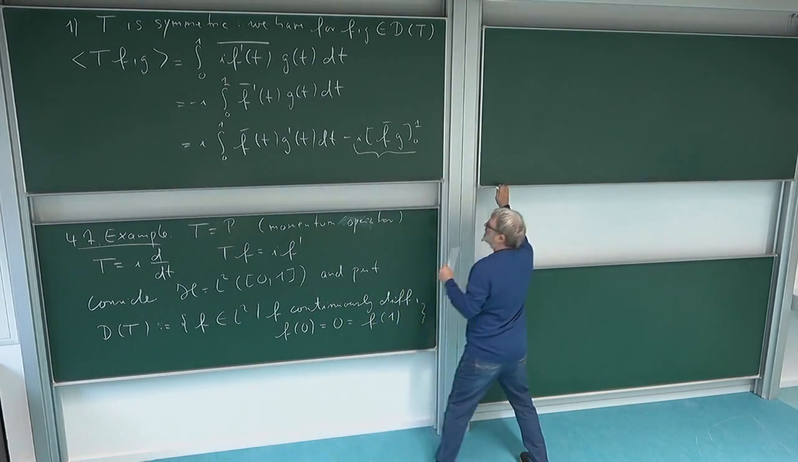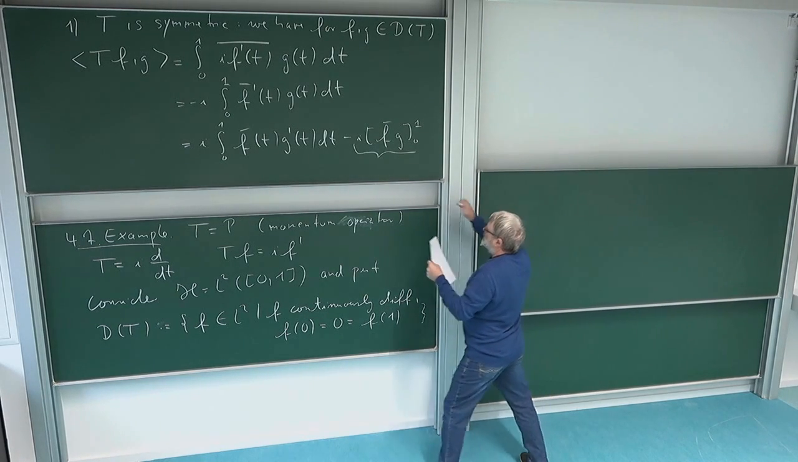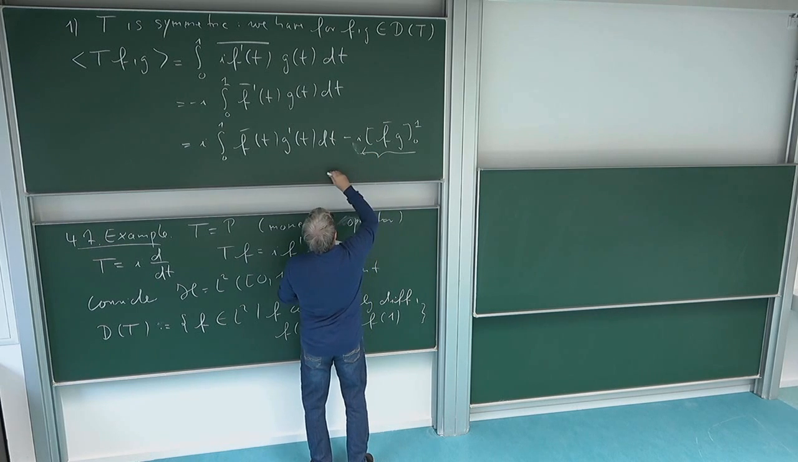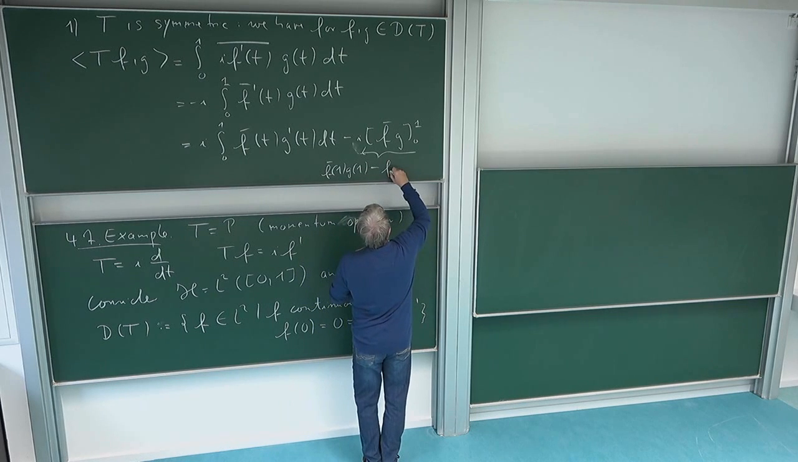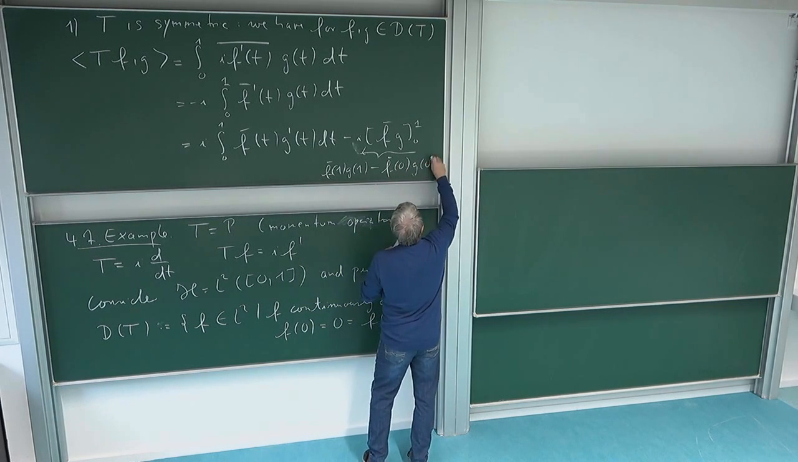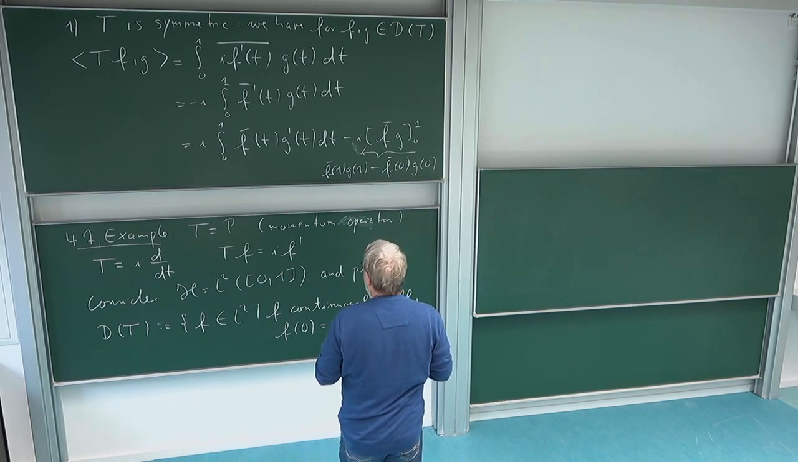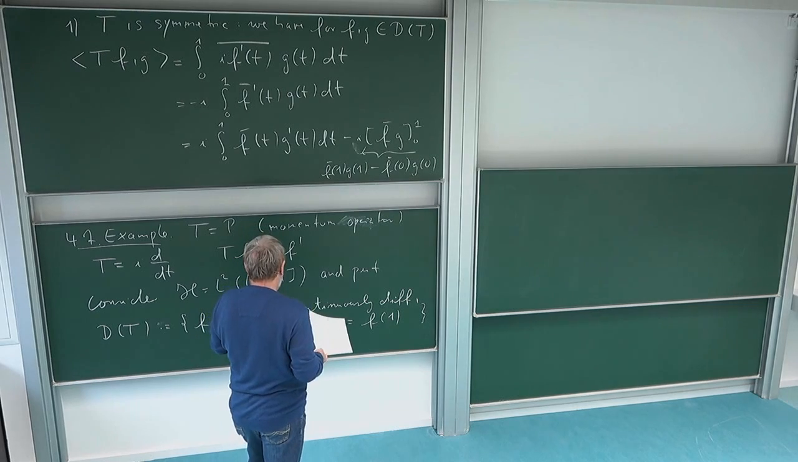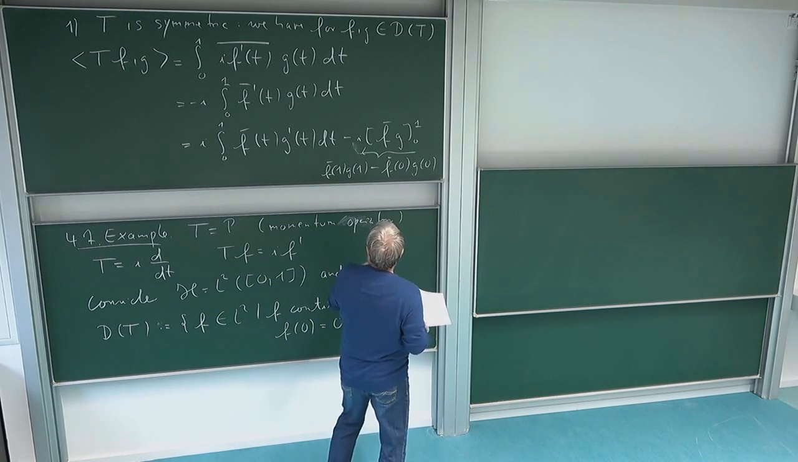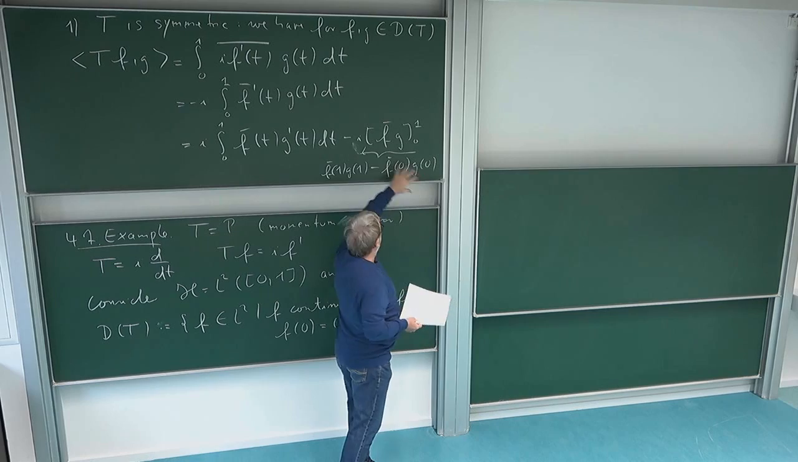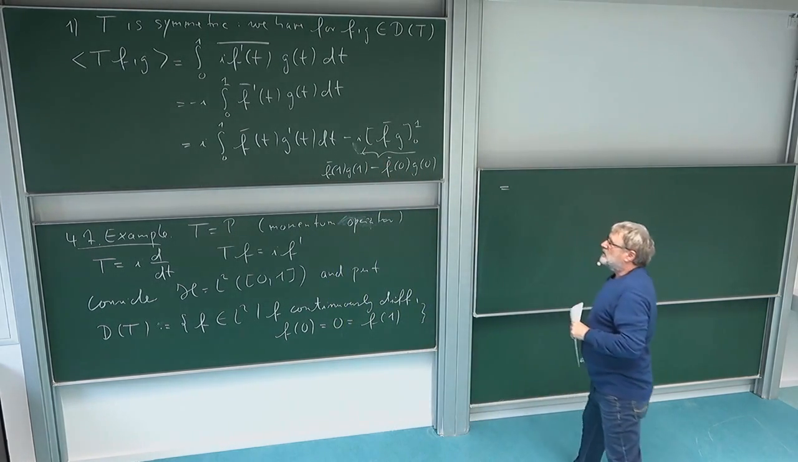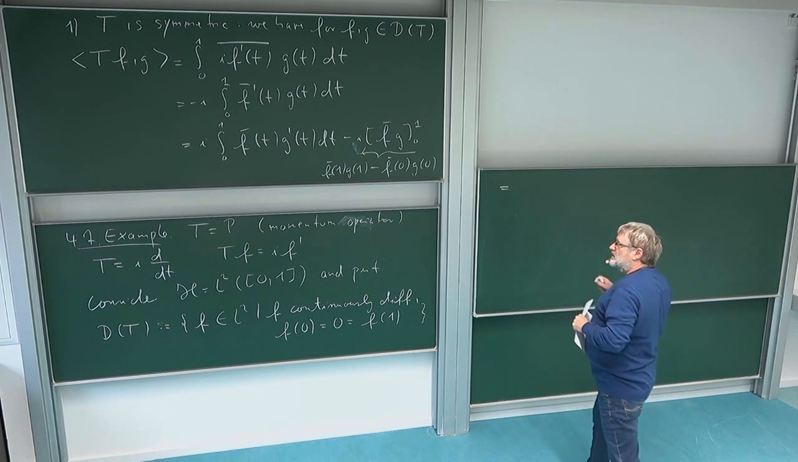Let me continue here. Maybe let me write it down here. This, let's say without the i, is f bar of 1 times g of 1 minus f bar of 0 times g of 0. And now for f, and also for g, I have required that they are in the domain. So this means at 0 and at 1 they are 0. So this here is 0, this here is 0, the whole thing is equal to 0. So this term goes away, and I'm really left with the inner product where t acts on the other side.